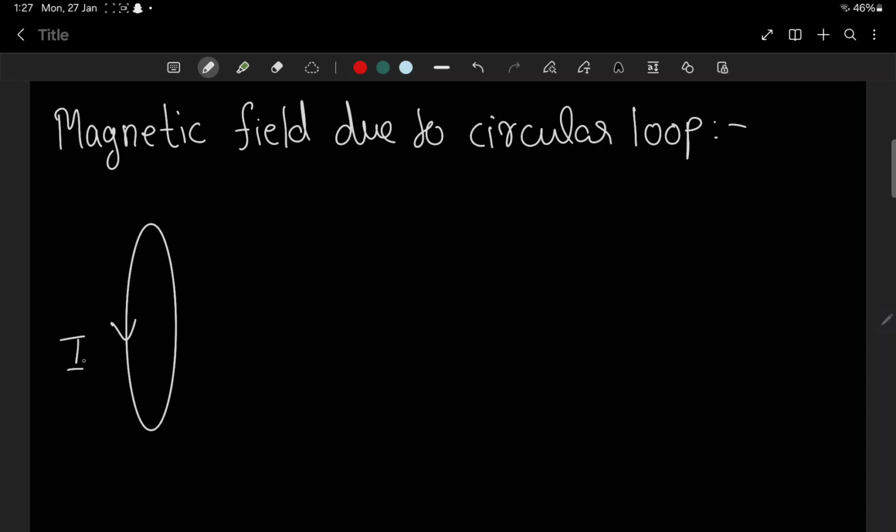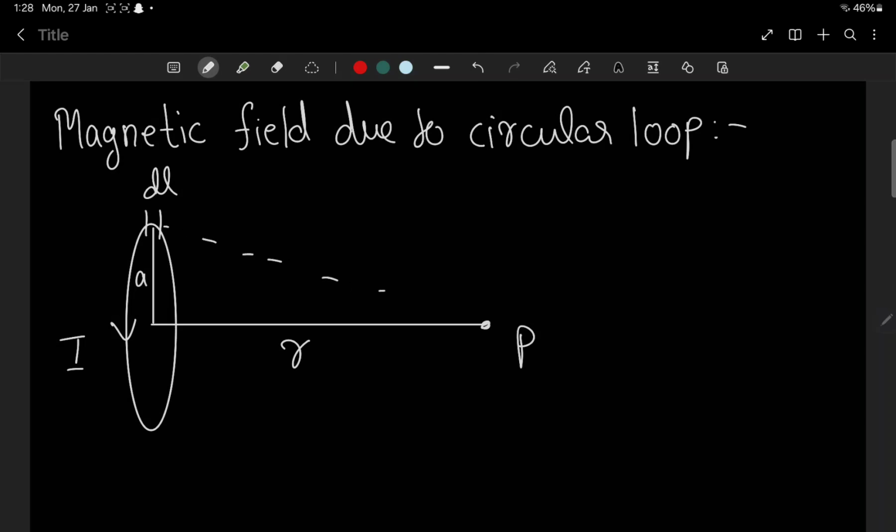Current I is flowing here. From the center I am taking a point P, at distance R from the center of the loop. The radius of the loop is a. I'm taking a small element dl so I can integrate it easily. This distance I'm taking as s, and there is an angle phi.